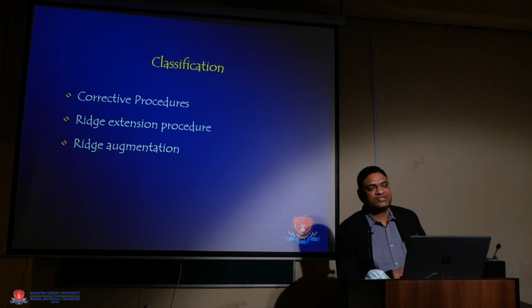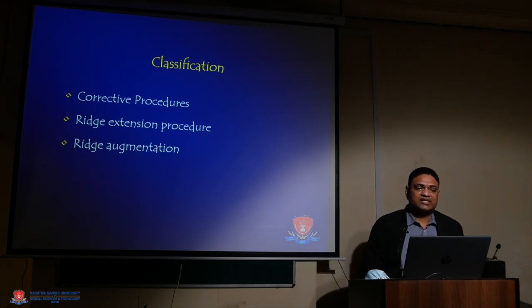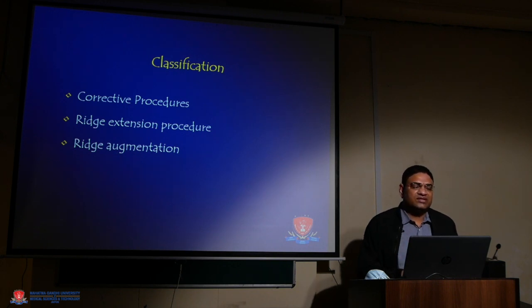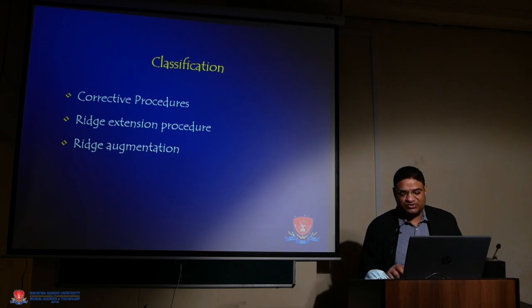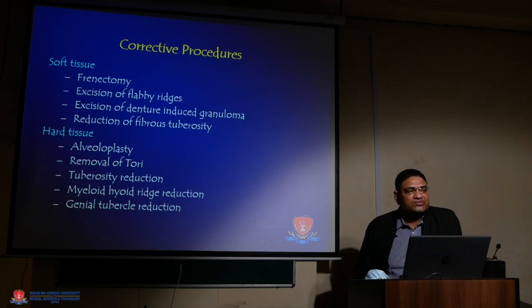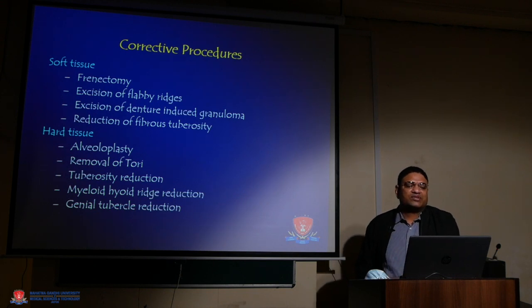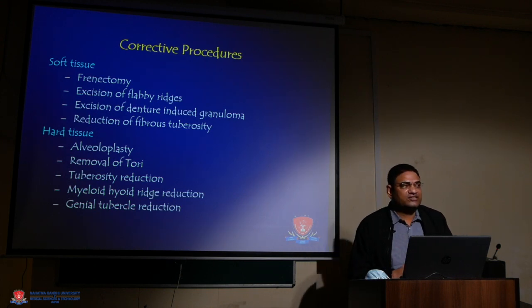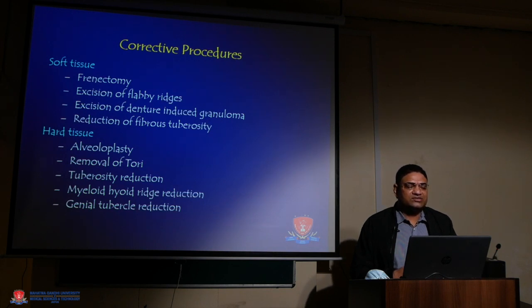Now comes the classification. There are three types of classification of procedures that we have to perform in prosthetic surgery: the corrective surgical procedures, ridge extension procedures and ridge augmentation procedures. In corrective procedures, again we divide into soft and hard tissue. In soft tissue we do frenectomy, excision of flabby ridges, excision of denture-induced granuloma, and reduction of fibrous tuberosity. In hard tissue, we do alveoloplasty, removal of torus, tuberosity reduction, mylohyoid ridge correction and genial tubercle reduction.